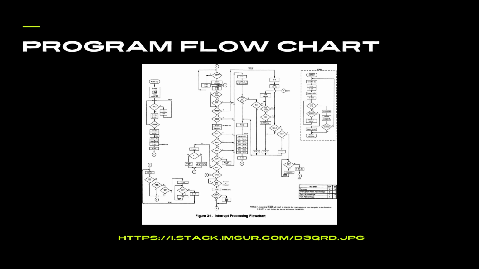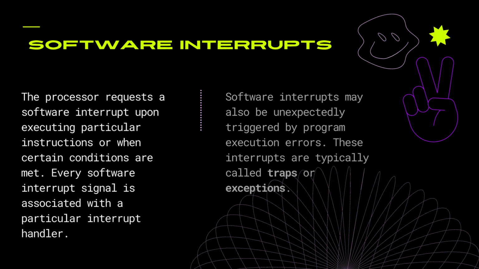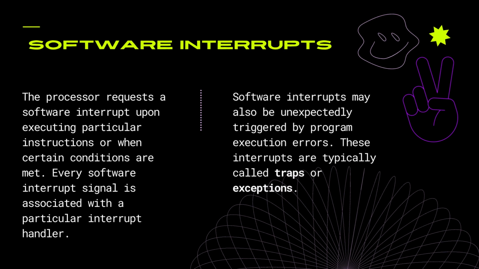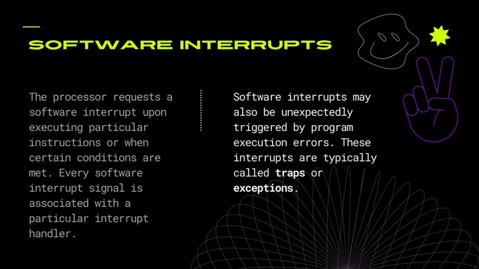Next we'll jump into software interrupts. So what are software interrupts? The processor requests a software interrupt upon executing particular instructions or when certain instruction conditions are met. Every software interrupt signal is associated with a particular interrupt handler. Software interrupts may also be unexpectedly triggered by program execution errors. These interrupts are typically called traps or exceptions. So I think I have given you an overall idea of what interrupts are.